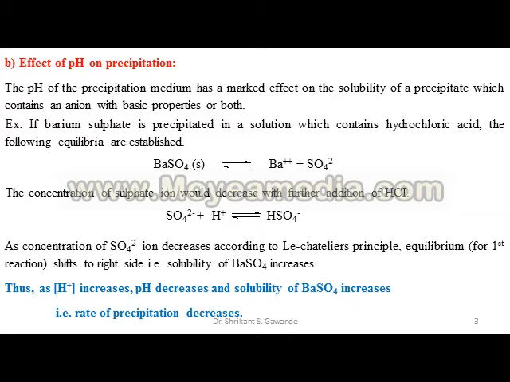Thus, as H+ ion increases, pH decreases and the solubility of BaSO4 increases, that is, the rate of precipitation decreases.